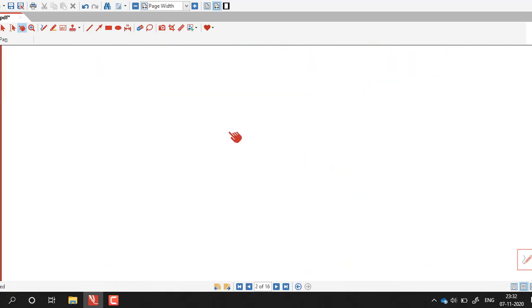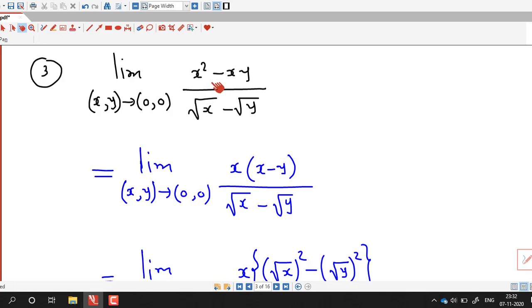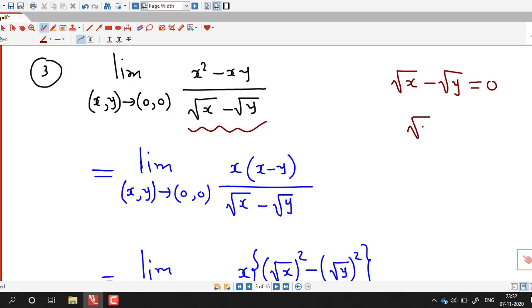We consider one more example. The limit of x squared minus xy over square root of x minus square root of y. So we know that x squared minus xy is continuous at every point. Similarly, square root of x minus square root of y is also continuous at every point. Now this function is undefined if we consider square root of x equal to square root of y, because if this is 0, then this function is undefined. So if this is 0, then we have square root of x equal to square root of y, that is either y equal to x or y equal to plus or minus x.